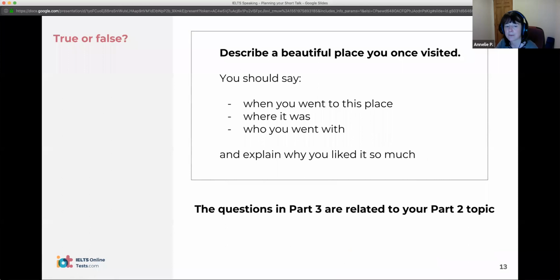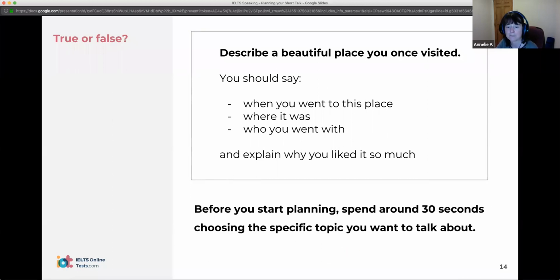To move on: questions in Part 3 and Part 2 are on the same topic. Yeah, absolutely. Part 3 goes on to ask more abstract questions on the same area.